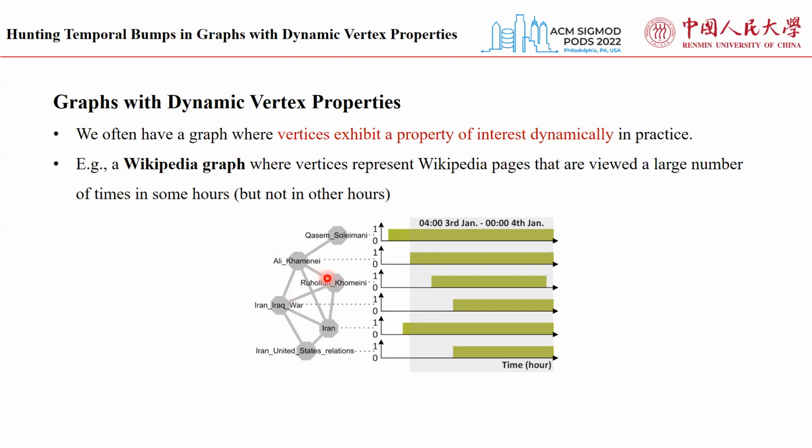In this figure, for each Wikipedia page, there is a corresponding timeline. The green color in the timeline means that the corresponding Wikipedia page is viewed a large number of times. Two pages are linked to each other when there are links between these two pages.